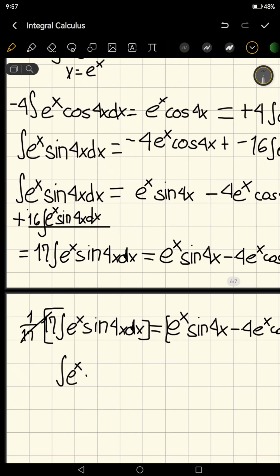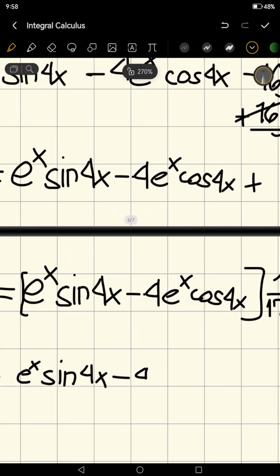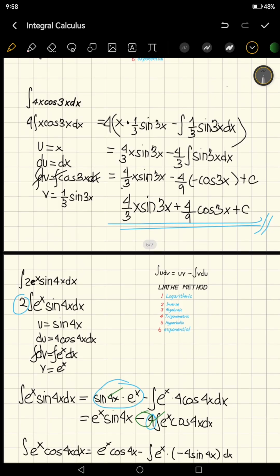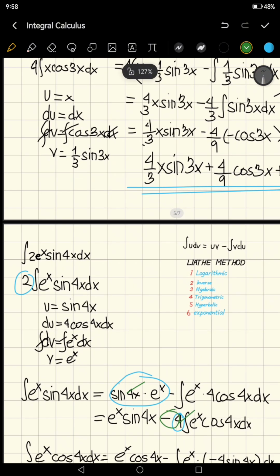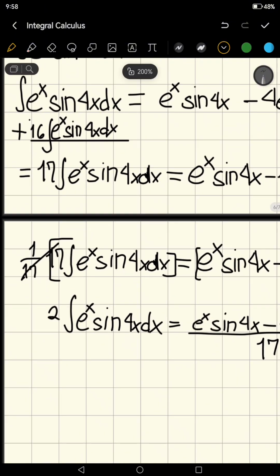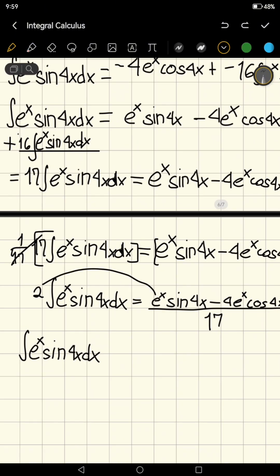So 17 will cancel, then this will become the integral of e raised to x sine 4x dx equal to e raised to x sine 4x minus 4 e raised to x cosine 4x all over 17 plus the constant c. This is not the final answer yet. Okay, so balikan ulit natin yung constant 2 na pinakaunang constant na sinet aside natin kanina. Ilagay lang muna natin kung saan siya nakapwesto kanina, then let's distribute it to the equation.